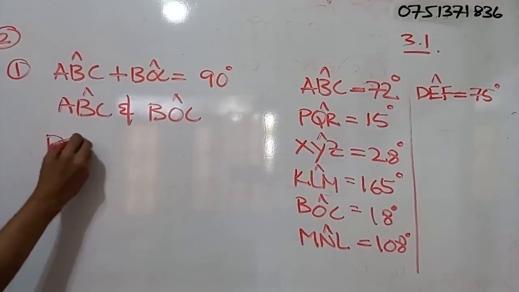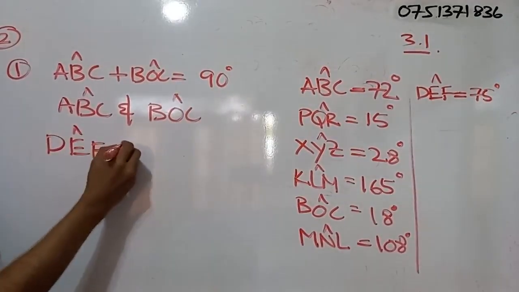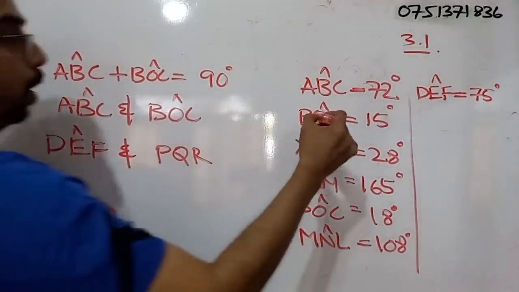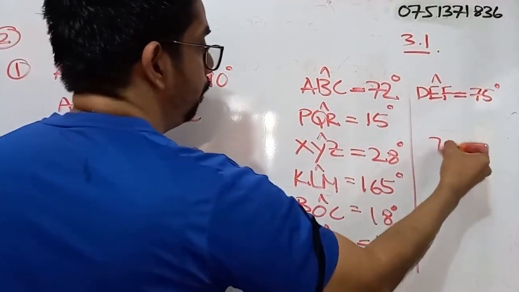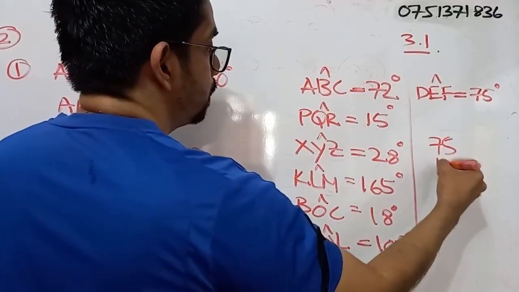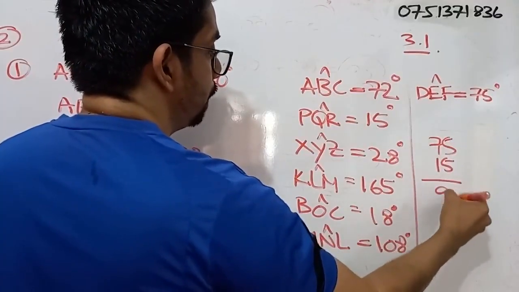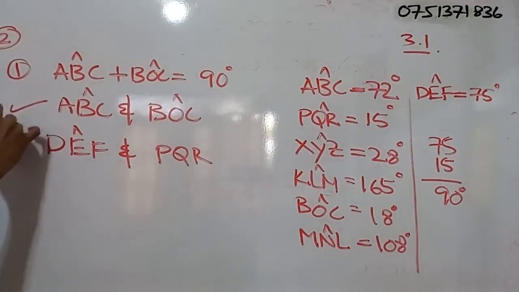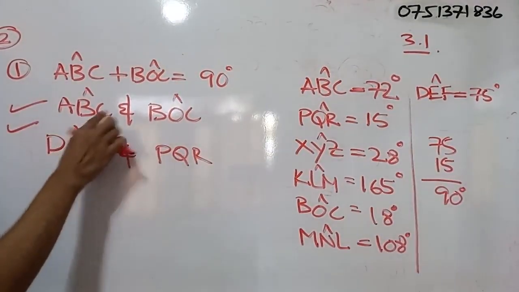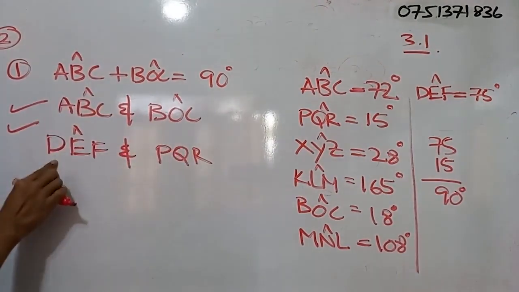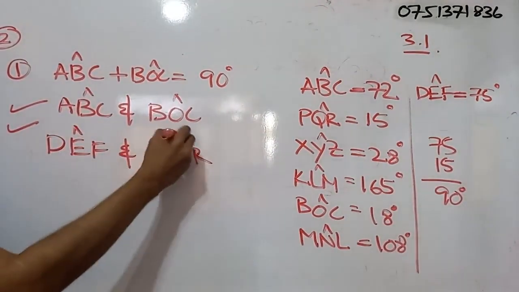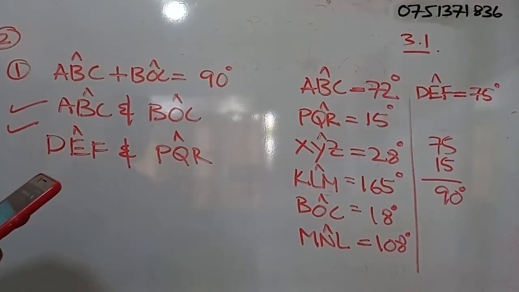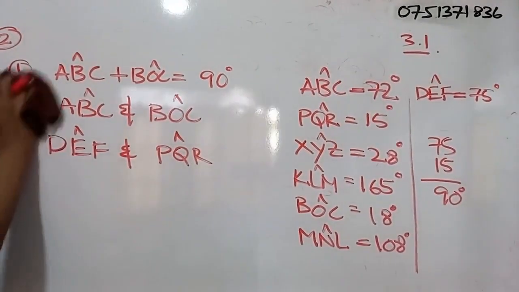So we can write DEF and PQR, right? DEF is 75, PQR is 15, both in degrees. When we add these together, we get 90, right? So for part 1, these are the 2 answers: ABC angle and BOC angle, then DEF angle and PQR angle. Mark the angles there. Then second part, 2 pairs of supplementary angles, right?